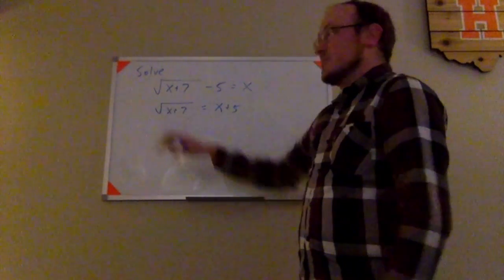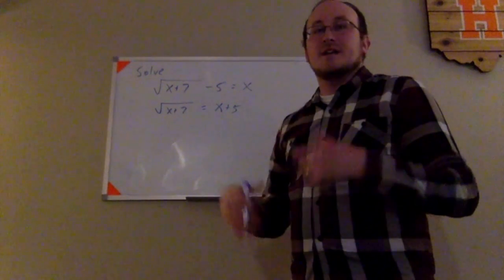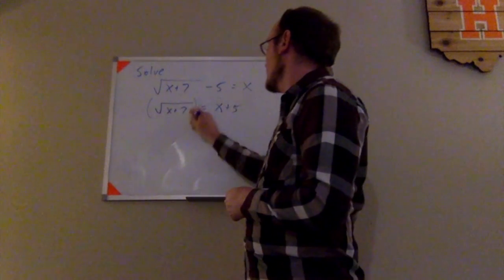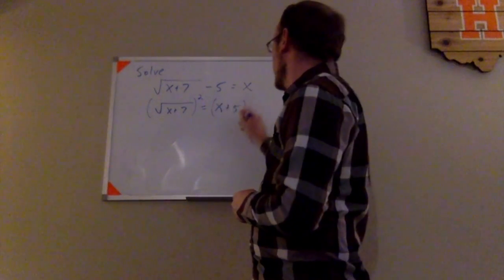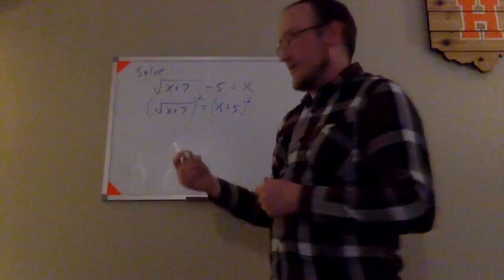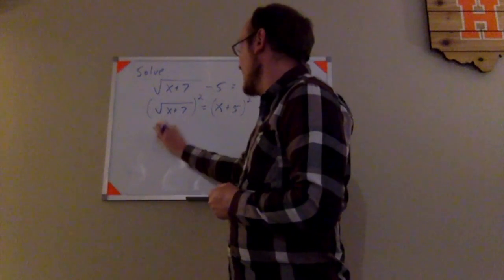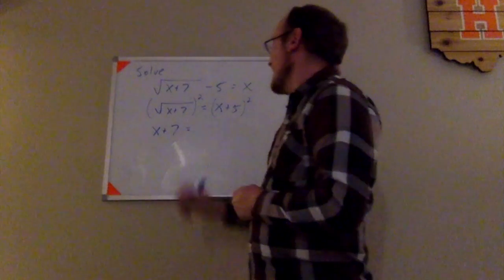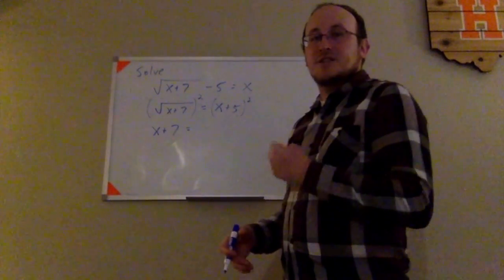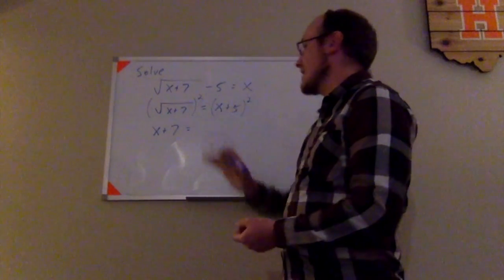Now, to get rid of a square root, I need to take both sides to the second power. That's just going to cancel out the square root on the left. Nothing exciting over there. So we just have x plus 7. Now, here's the part where students often make mistakes. They do not square this binomial correctly.